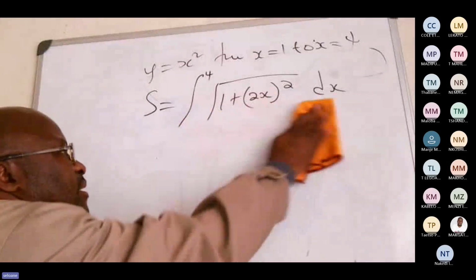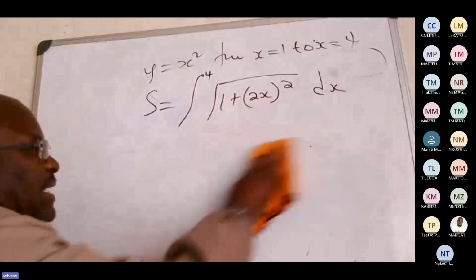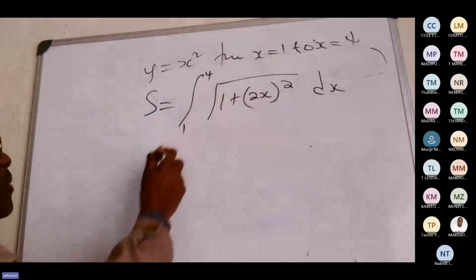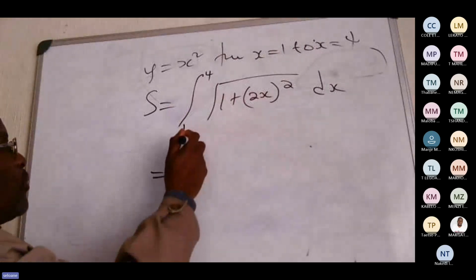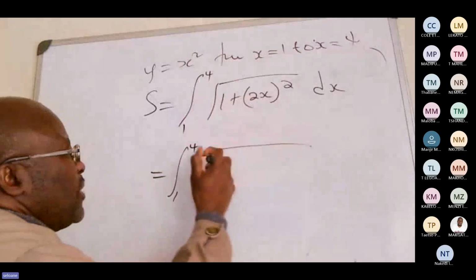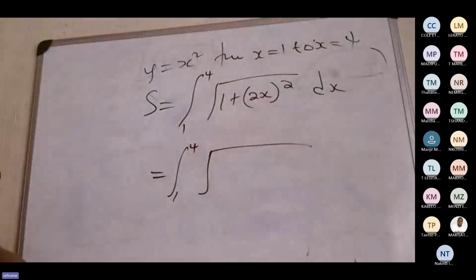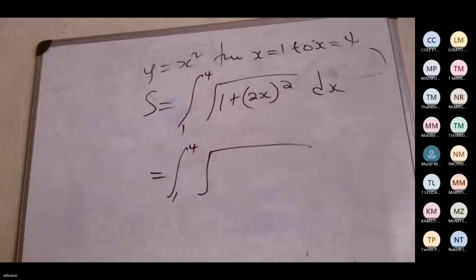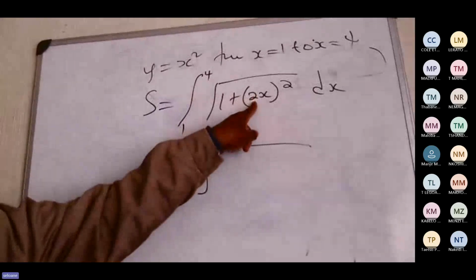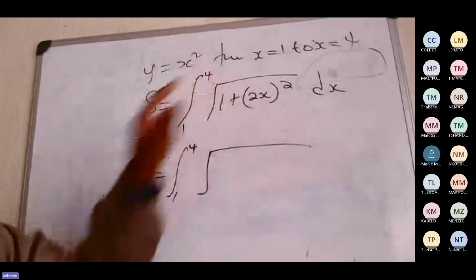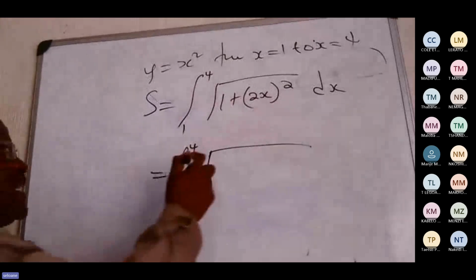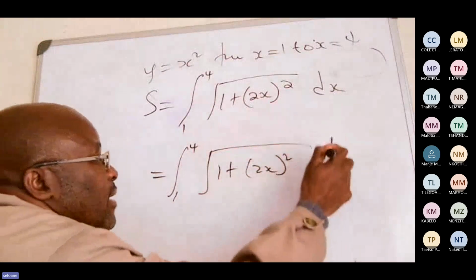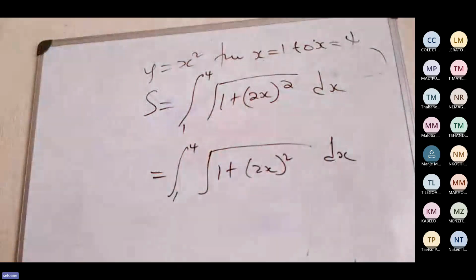And you did that before. All we need right now is simply to refer you to that formula. Remember, this is from 1 up to 4. Then if you see this, you can see that we don't even have to square this. It will just be 1 plus 2x, then you square, that's right. You don't have to remove the square.